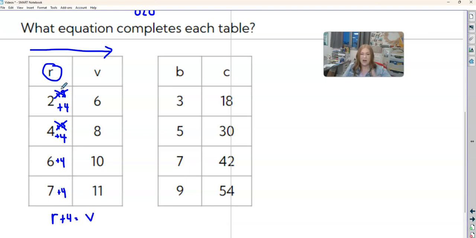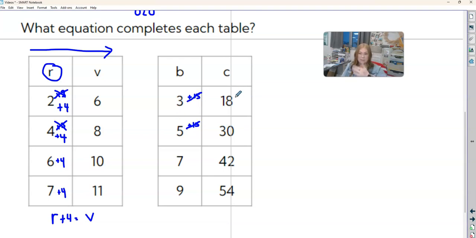So all we do is find the pattern. What did we do over and over? We give it to the first one, and it equals that second one. We give it to the independent one, and it equals the dependent one. So let's see, how are we getting from 3 to 18? So it's getting bigger. So if I start adding, that's adding 15. But if I add 5 and 15, that equals 20, so we're not adding.